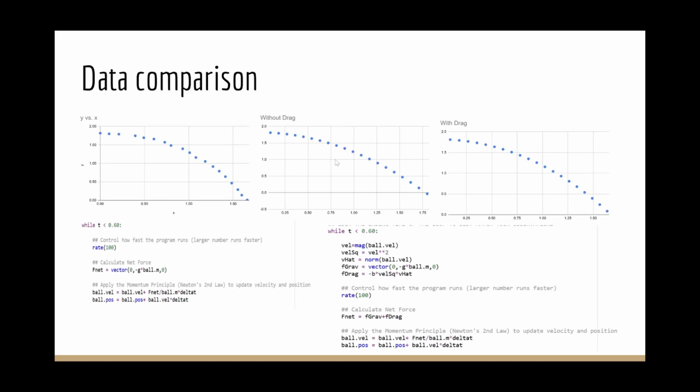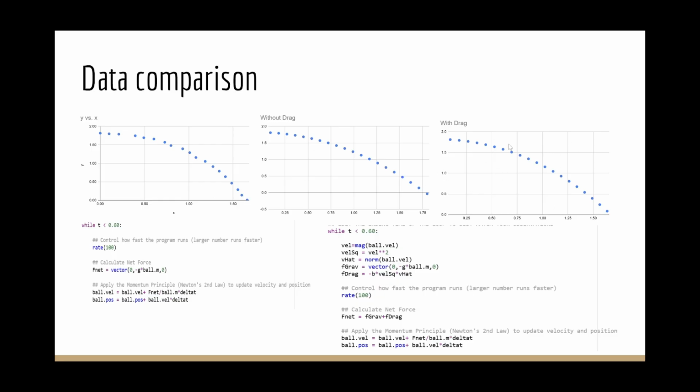Data comparison. Right here is our real data, and you can see that it ends roughly right past the 1.5 range. The computational model we made without drag, seen here, simply has the force of gravity and then the velocity update and the position update. You can see that the x value is very large compared to the one with drag, because drag is working in the x and the y.